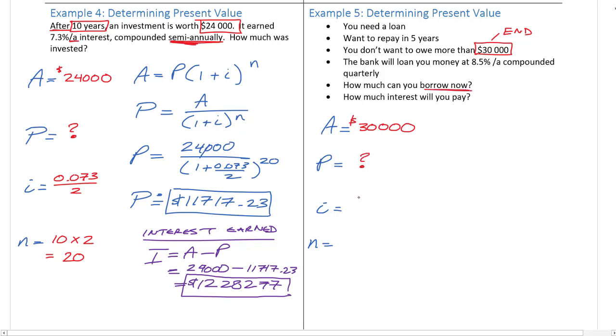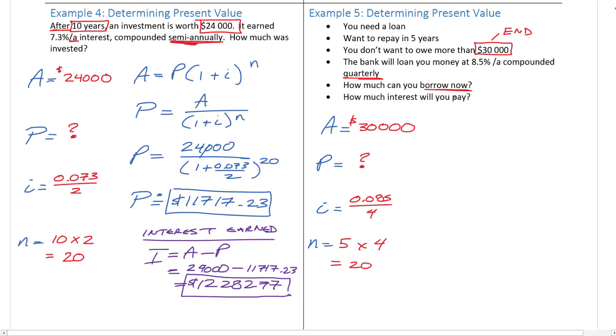Okay, interest rate 8.5%, so 0.085 divided by what do we got? What are we paying here? Quarterly. So 4 times a year, right? They add the interest. But we got to break that interest for the year into 4 quarters. That's why you divide it by 4. And the number of periods, well, it's going to be for 5 years, and they're going to add interest quarterly, so 5 times 4 is 20.